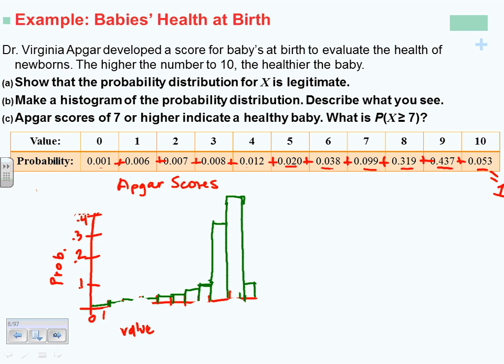oh, sorry, what was that one? That one was 0. So 0, you can't see very well. Ah, I put the eraser down the wrong spot. Okay. So like this was 0, 1, 2, 3, 4, 5, 6, 7, 8, 9, and 10 for your APGAR scores and the probability of those. So something like that. Okay.